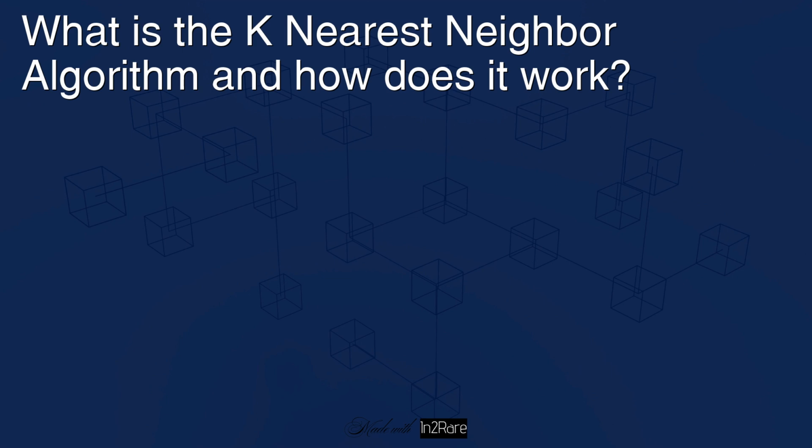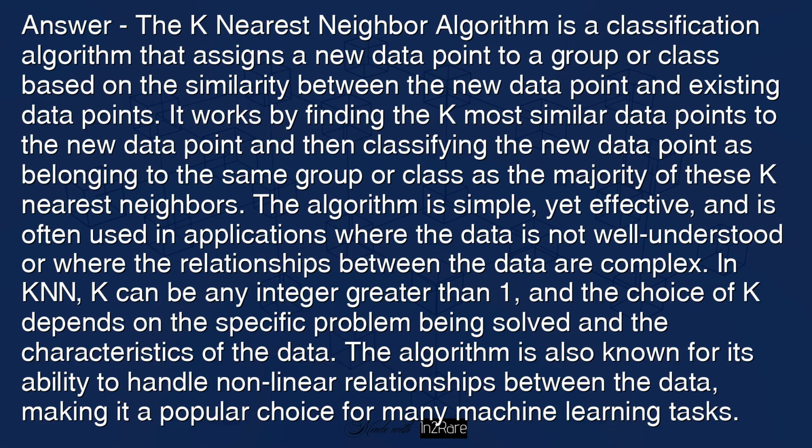What is the k-nearest neighbor algorithm and how does it work? Answer: the k-nearest neighbor algorithm is a classification algorithm that assigns a new data point to a group or class based on the similarity between the new data point and existing data points. It works by finding the k most similar data points to the new data point and then classifying the new data point as belonging to the same group or class as the majority of these k-nearest neighbors. The algorithm is simple, yet effective, and is often used in applications where the data is not well understood or where the relationships between the data are complex.